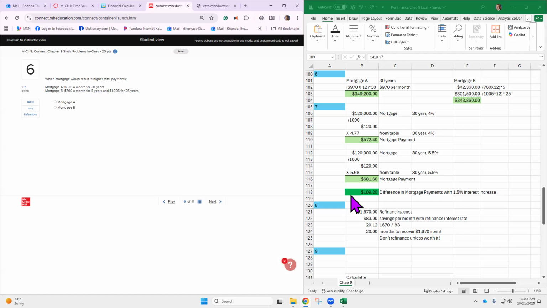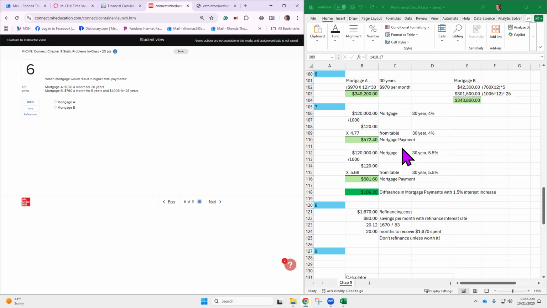So here's where I'm at. Mortgage A, 30 years, 970 times 12 times 30. So you take that 970 times 12, or you take the 12 times 30. Doesn't matter to me. It all comes out the same. So that's $349,200 if you were to add up all those mortgage payments.